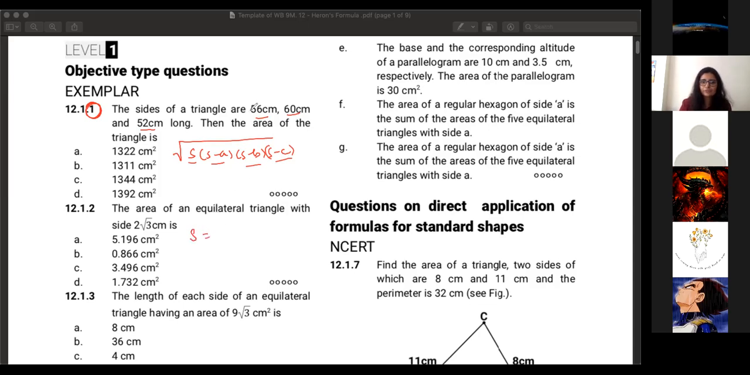So S would be equal to 56 plus 52 plus 60. Samriddhi also got it. Oh, all of you got it. What did you get for S? That'd be 108 plus 60 is 168. 168 by 2 will be 84. So area will be equal to root of 84 into 84 minus 56, that's 28. Then 84 minus 60 will be 24. 84 minus 52 will be 32. After that, as I said, it gets easy from here. 84 will be 7 into 12, 7 into 4. So 7 comes out. Then 4 into 6, 4 into 8. Just factorize these individually and you can easily get the square root.